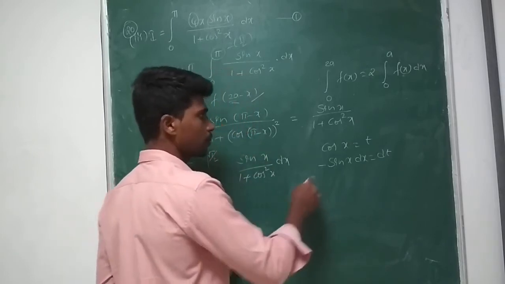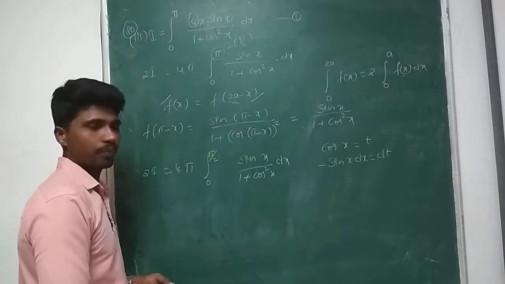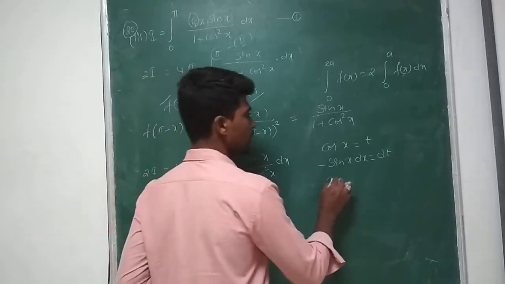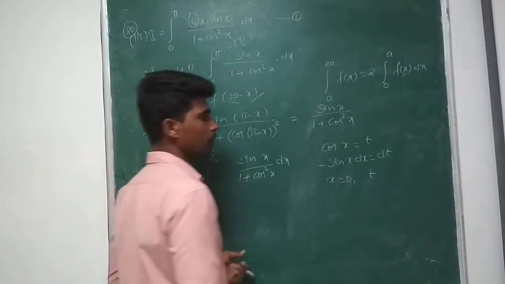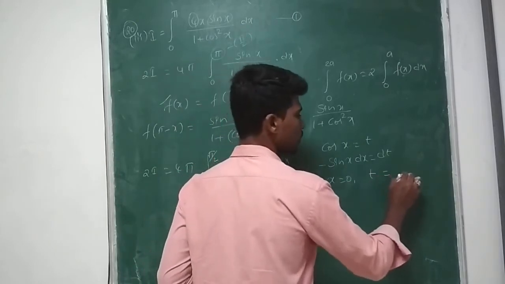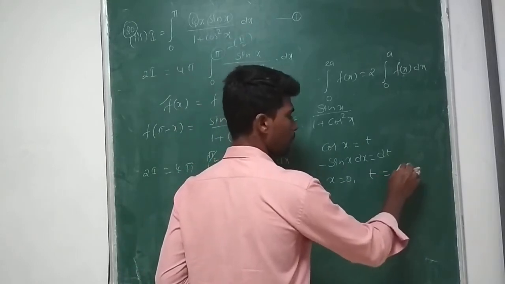After substituting, we have to change the limits also. If x is equal to 0, the value of t will be equal to cos 0. Cos 0 is 1.